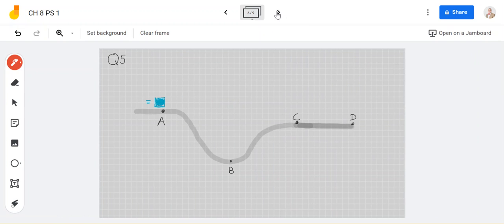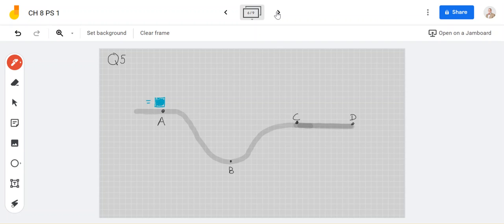Let's look at question 5. Question 5 says, a block slides from A to C along a frictionless ramp, and then it passes through horizontal region C to D where a frictional force acts on it. Is the block's kinetic energy increasing, decreasing, or constant in region A to B, then B to C, and then C to D? So let's do that first.